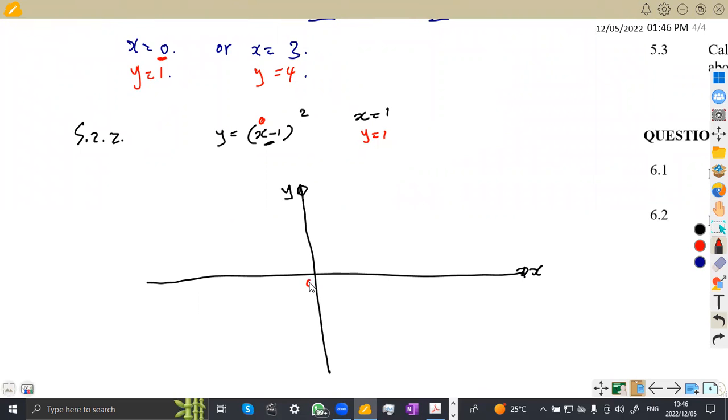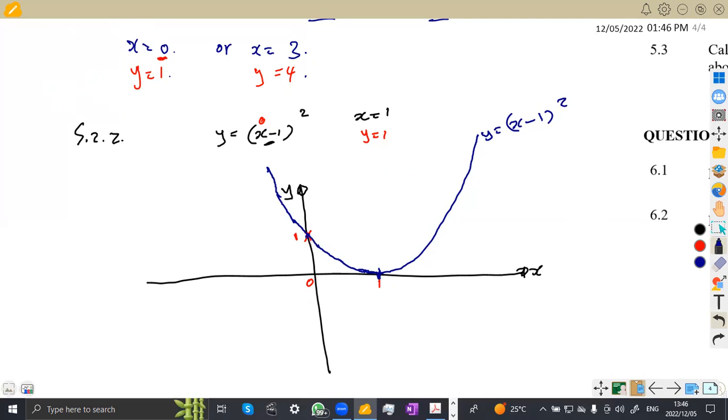At point x is equal to 1 and y is equal to 0, that's where our graph is going to touch the x-axis. It's not going to cross, actually, it's going to have a turning point at 1, because it's having a solution and also a turning point at 1. So it's supposed to be like this. All right, so that's the graph of y is equal to (x minus 1) squared.